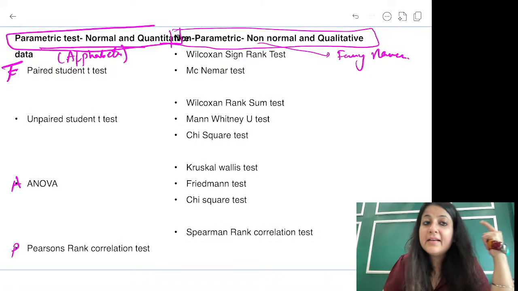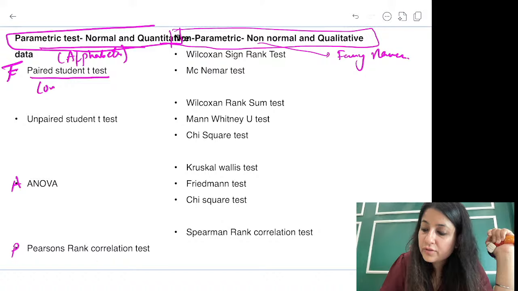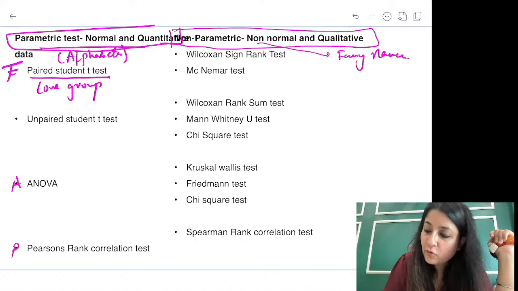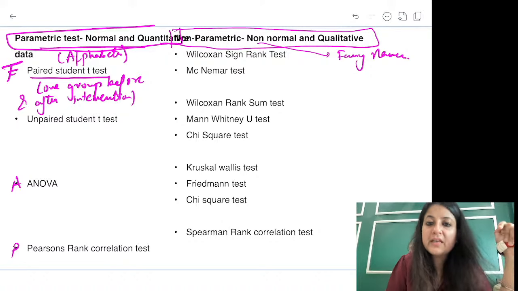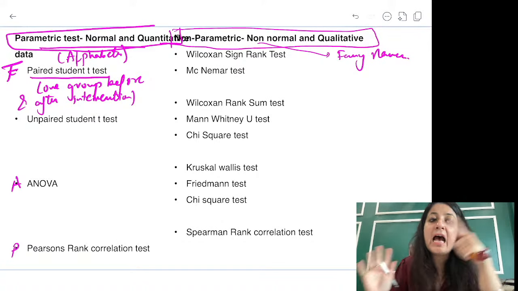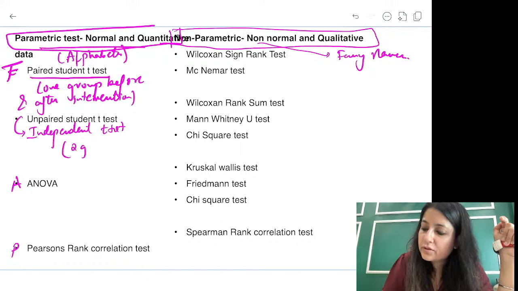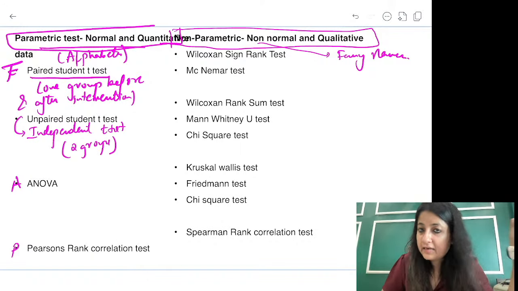TAP, tap, T-test. First one, paired student T-test, which is used for one group before and after intervention. Like suppose hemoglobin in a group of alcoholics, before treatment and after treatment. Unpaired is also known as independent t-test. This is used for two groups. And ANOVA, everybody, is used for more than two groups.